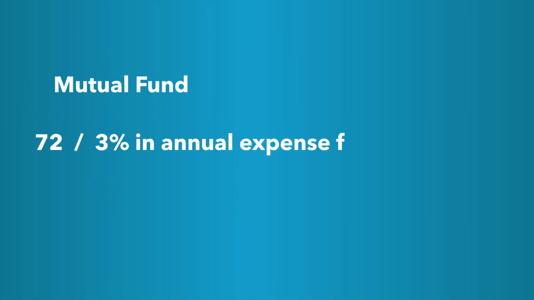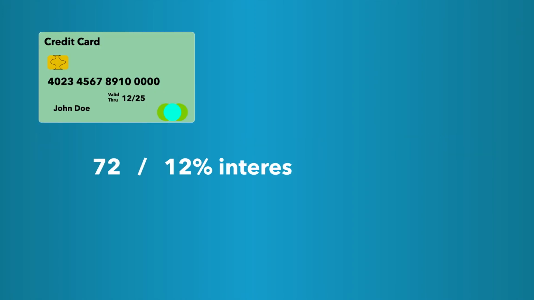Also, in regards to fees that cut into the investment gains, the Rule of 72 can be used to demonstrate the long-term effects of these costs. A mutual fund that has 3% of annual expense fees will cut the investment principal in half over 24 years. A borrower that pays 12% interest on his credit cards will double the amount he owes in 6 years.